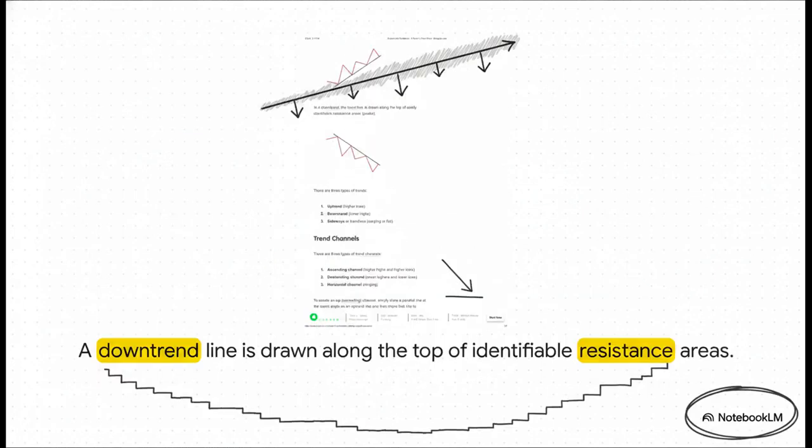And for a downtrend, it's the exact opposite. The price is making lower highs and lower lows. So this time, you draw your trend line by connecting the tops of the bounces, or the peaks. It perfectly maps out the path the price is taking downwards.